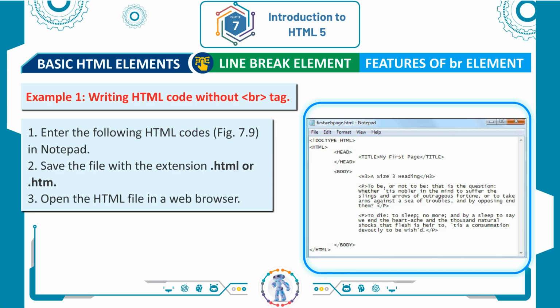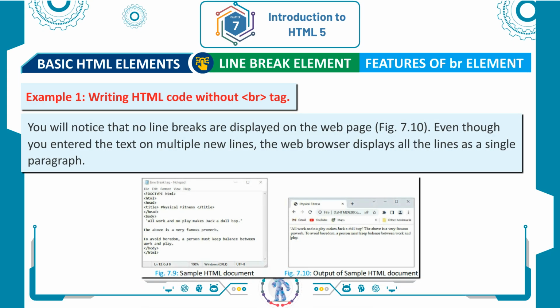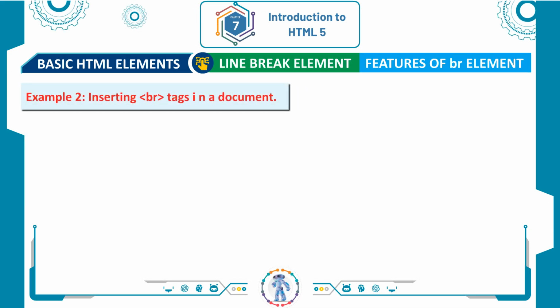1. Enter the following HTML codes, Fig. 7.9, in Notepad. 2. Save the file with the extension .htm or .html. 3. Open the HTML file in a web browser. You will notice that no line breaks are displayed on the web page. Fig. 7.10. Even though you entered the text on multiple new lines, the web browser displays all the lines as a single paragraph. Example 2. Inserting <br> tags in a document.